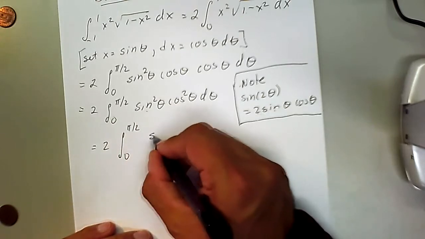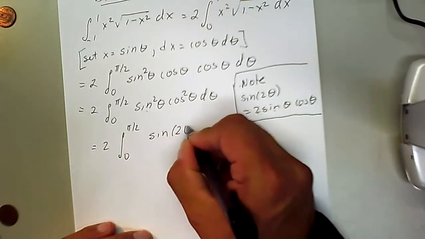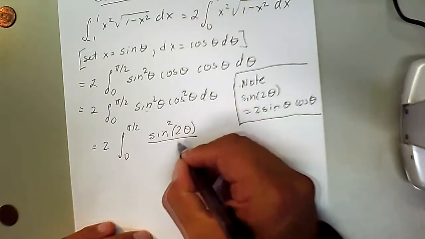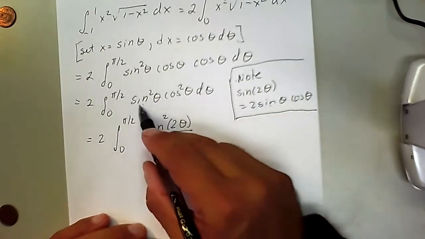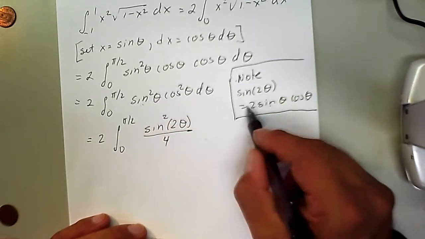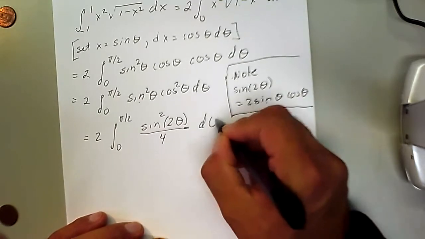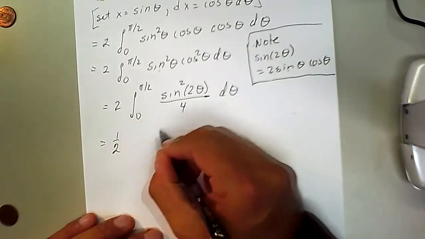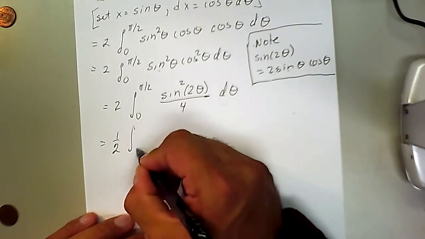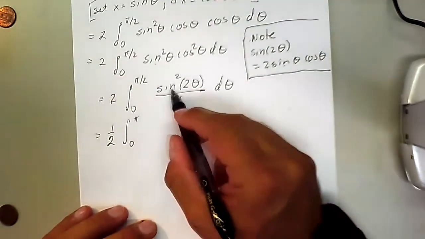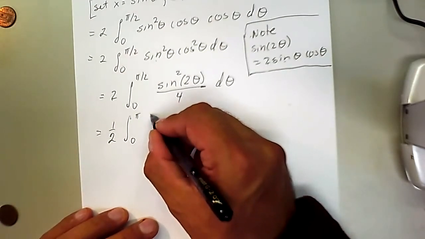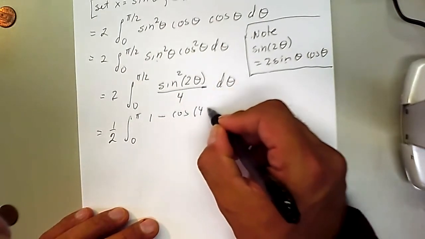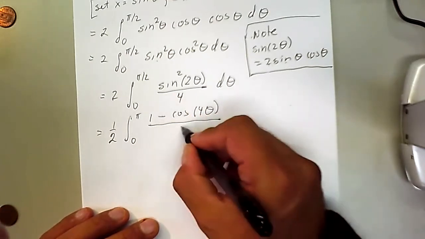Okay, so we got sine of 2 theta, but we have 2 factors of each, so squared over 4, because again, we have 2 factors of each, so we actually end up with sine of 2 theta twice, d theta. The 2 and the 4 simplify down to a half, and then we have a trigonometric identity that says this is equal to 1 minus the cosine of twice the angle, so that's going to be 4 times theta over 2.